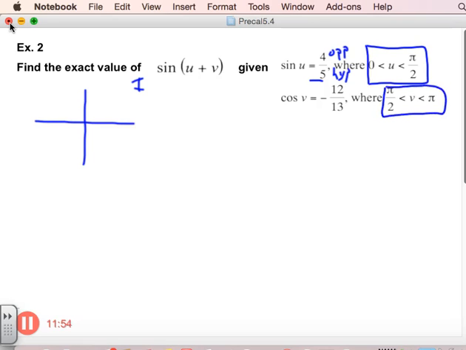And for this one, we're between 90 degrees and 180, or pi over 2 radians and pi radians. So we're in the second quadrant for that one. Okay, so I'm going to put that right here. So now we draw our triangle. Okay, you always make your hypotenuse coming out from the center. Okay, so that's my hypotenuse.